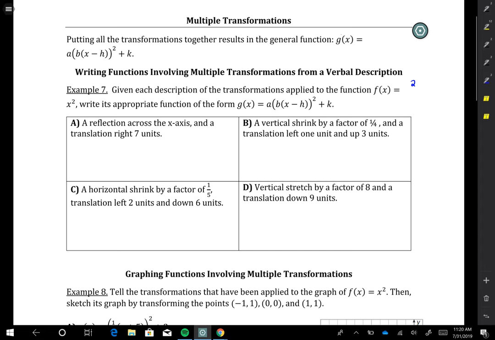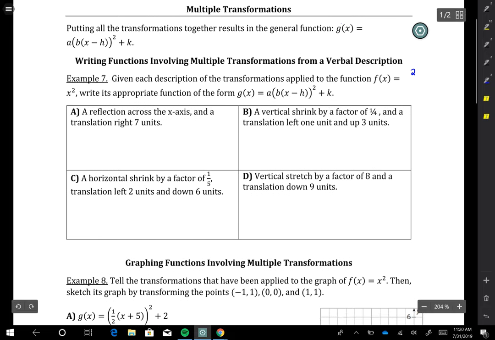In this video, we are going to learn how to write functions given multiple transformations and how to graph functions that are involving multiple transformations. That means we might have a reflection, stretch, and a translation, or we might have a reflection and a translation. Basically, we're putting some of these together and not just doing reflection, stretches, and shrinks separately from the translations. So the first thing we're going to do is write functions involving multiple transformations from a verbal description.